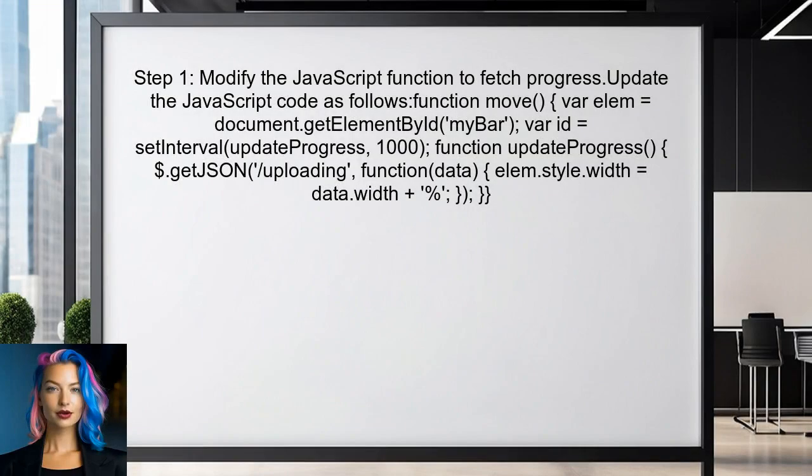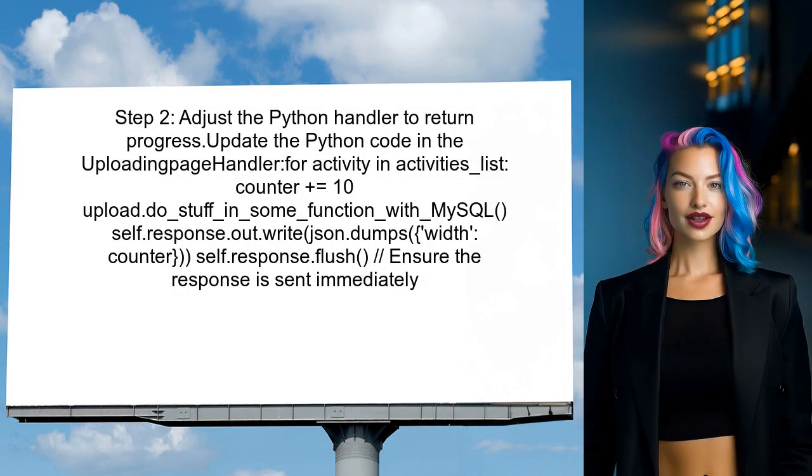To begin solving this issue, the user needs to modify the JavaScript function that updates the progress bar. Instead of using a random number, we will fetch the actual progress from the server using an AJAX call. Next, the user should ensure that the server-side code correctly responds with the current progress. This means adjusting the Python handler to return the progress after each activity.